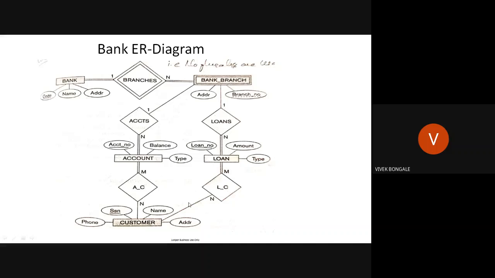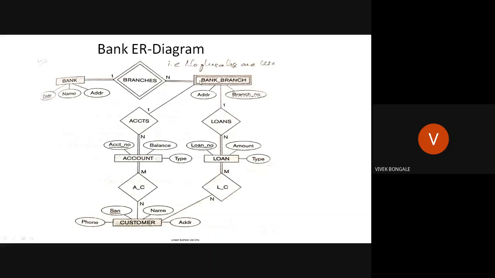And the loan is taken by the customer. Who is going to handle this loan? The customer. For the customer, we have phone number, SSN number, customer name, and customer address. The customer is going to hold an account in the bank. For the account, there is an account number, a balance, and the type of account, whether it is a savings account or a joint account. We have different types of accounts. So the type is the type of account that the customer is holding in that bank. Account number is the primary key for this account.